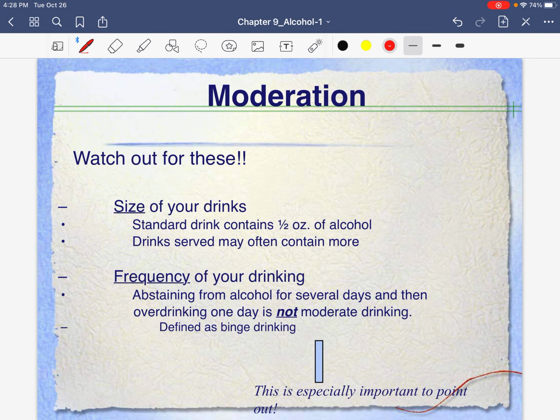Okay. So things to look out for. There should be an up arrow. Things to look out for. So I already said the size. So the standard size has a 1/2 ounce of the ethanol.